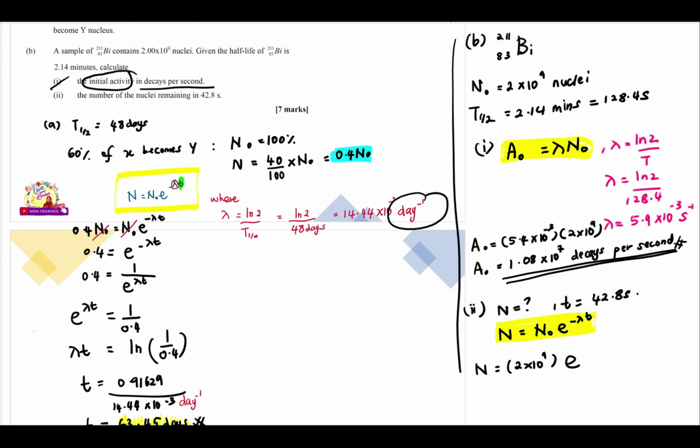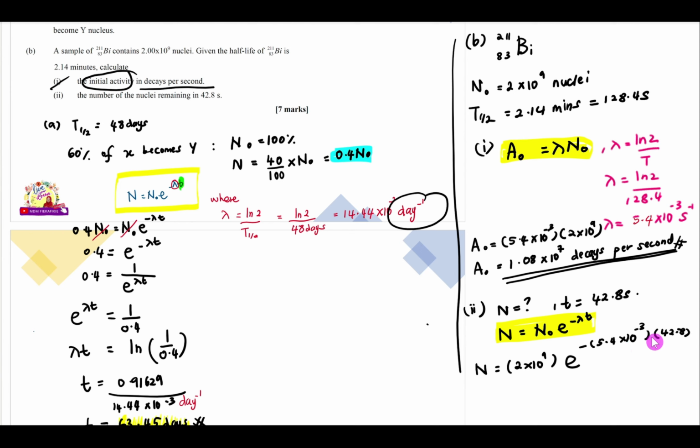Untuk kita kira final number of nuclei, N is equal to N naught tadi dia dah bagi 2 exponent 9 E negative, that one is the decay constant, decay constant should be 5.4, saya salah tulis tadi. Sekejap saya betulkan kat sini, 5.4 exponent, berapa tadi? Negative 3. And T dia dah bagi in second, 42.8.